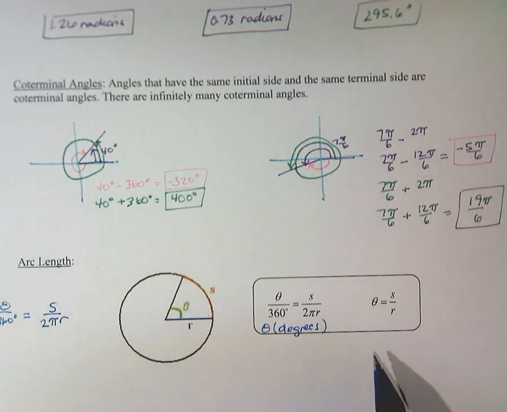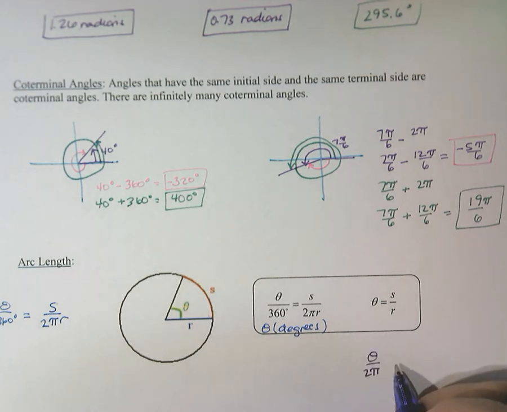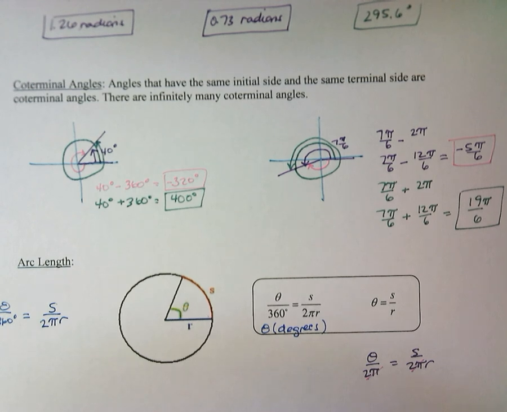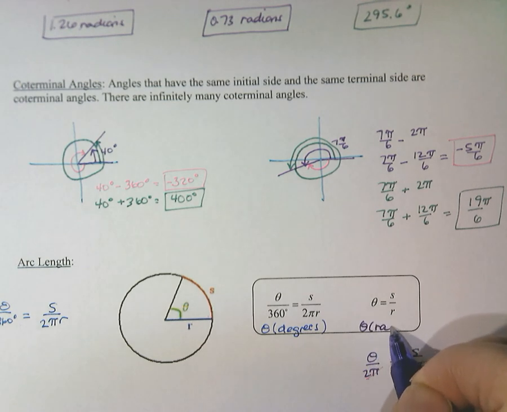This other formula happens because remember 360 degrees is equivalent to 2 pi. So if I change this to 2 pi, this 2 pi and this 2 pi can be canceled out. And that's where I get theta equals S over r. So those are the formulas that are used. And this formula is when theta's in radians.